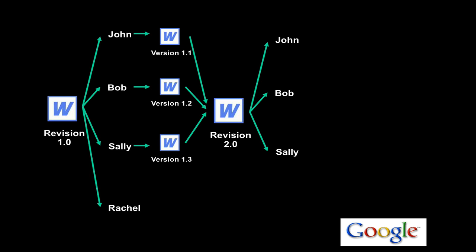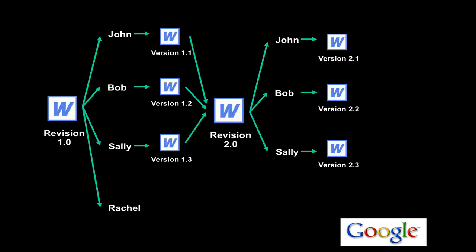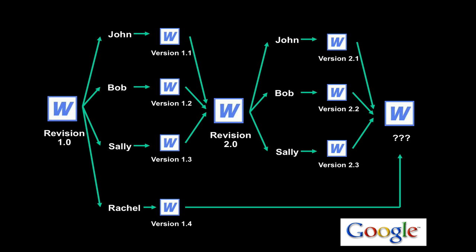I get revisions back from John, Bob, and Sally, and take a look at those changes to reconcile them to come up with revision 2.0. Again, I want feedback from my group, so I send out revision 2.0 to get changes that need to be made for our final product. I hear back from my 3 classmates again, but as you may notice, I have one friend, Rachel, who's a little bit slower than the rest of my group, and I get a revision back from her much later in the process. At this point, I really don't know what to do with the revision Rachel has sent back.